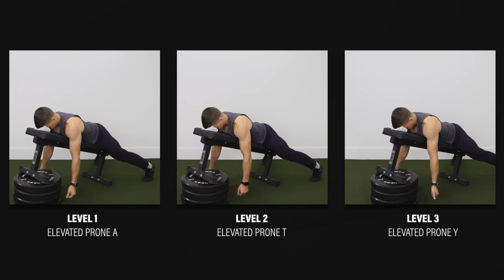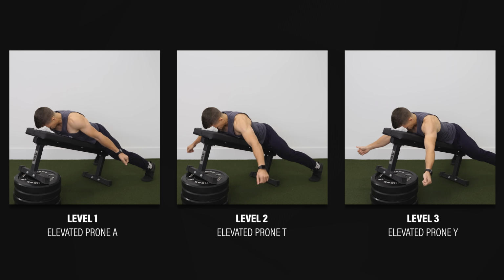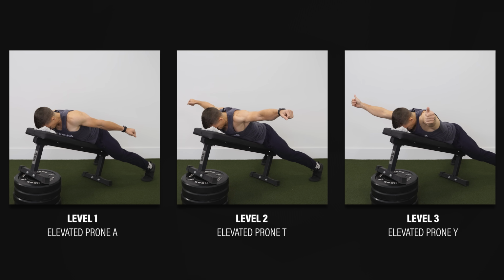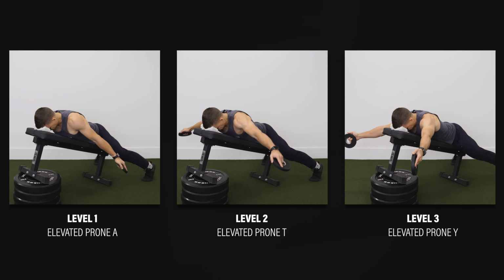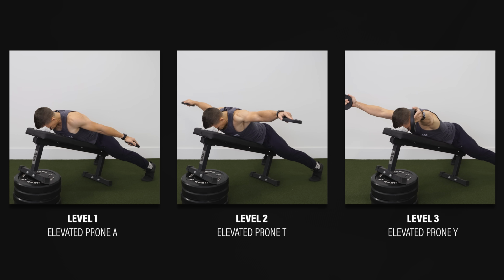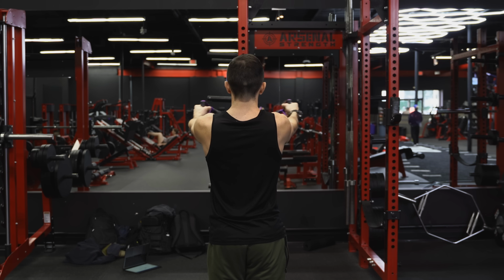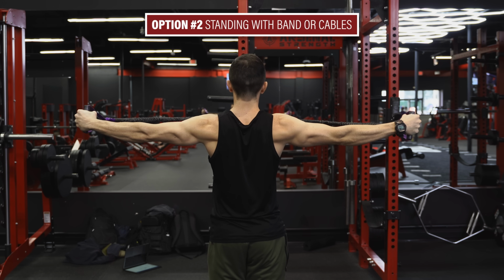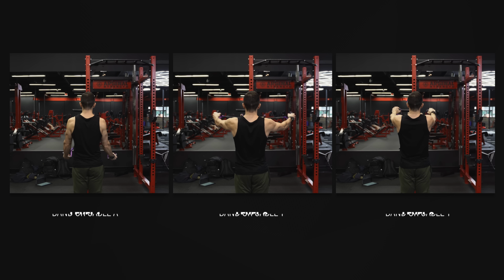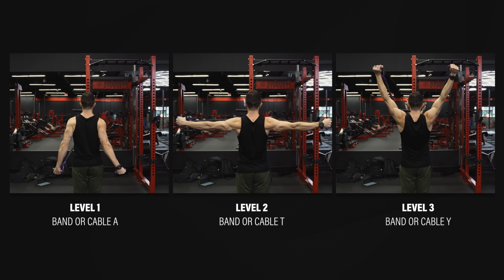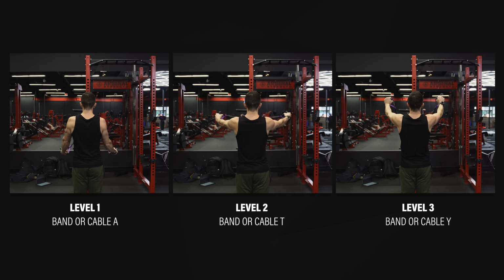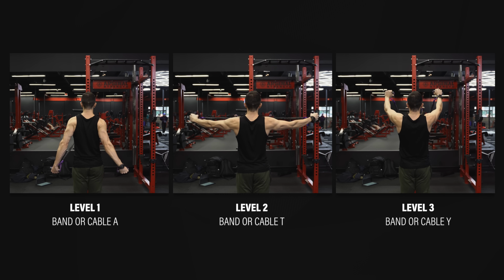At the top of the T's and Y's, your palms can be facing the ground, or you can point your thumbs up toward the ceiling. Add resistance in the form of cuff weights, dumbbells, or weight plates when you're ready. Option 2 is performed in standing with cables or bands. For A's, you'll start high and pull low. For T's, you'll work at shoulder height. For Y's, you'll start low and pull high.